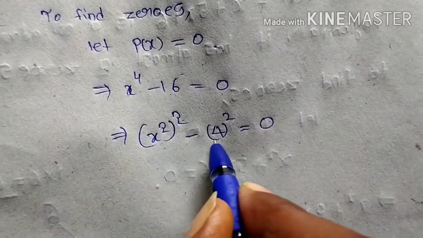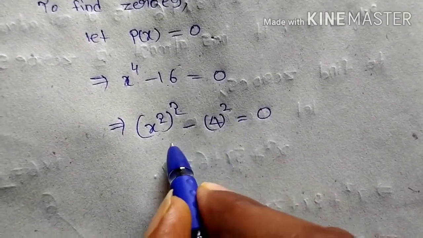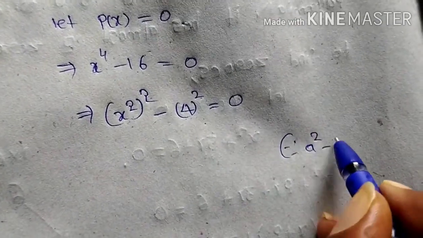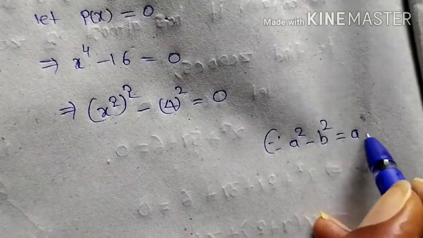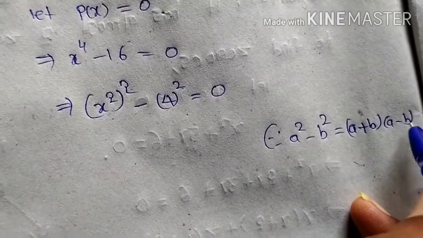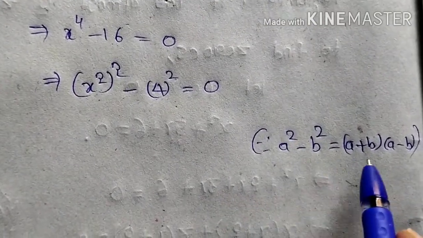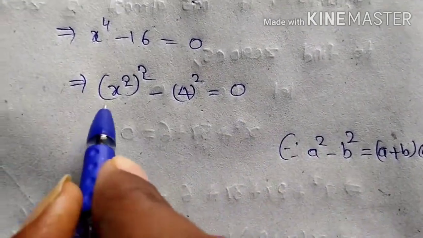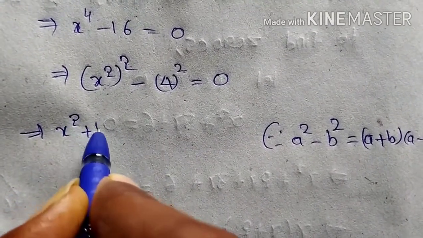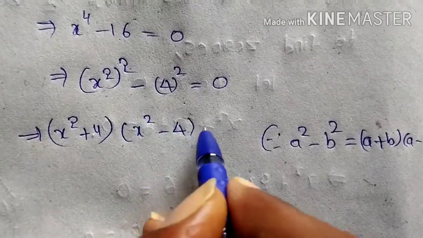And once you observe here, a square minus b square, we have one formula. That means you can write a square minus b square is equal to a plus b into a minus b. Yes or no? You have studied this identity in the 9th class. Using this formula, can I write here x to the power 2 plus 4 into x to the power 2 minus 4 is equal to 0?